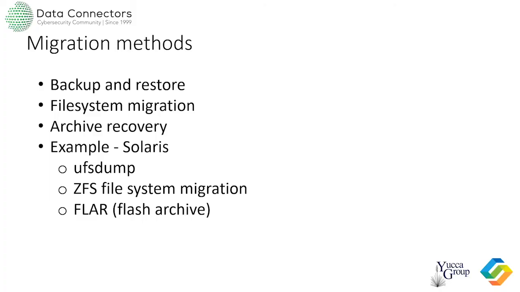And of course, with migration methods, this kind of goes without saying, but you can do a backup and restore. You can do file system migrations like we were just talking about before, and all the operating systems come with utilities that are tried and true and tested and mature that are very good at that. You can recover archives, like backup and recovery, for example. And here again, some examples of this based on Solaris, since that's where our background is. You can use UFS dump to migrate UFS file systems. You can use ZFS file system migration utilities to migrate pieces or entire ZFS file systems.